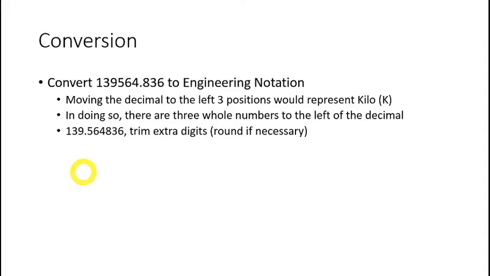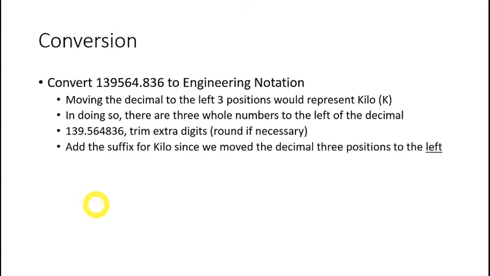Okay, so we want to go 3 digits to the right of the decimal point, and because this has an 8 as the 4th digit, we are going to round up. Add the suffix for kilo, since we moved 3 positions to the left, and here is my rounded number and my letter K behind it, and that is an engineering notated number that represents this decimal number right here. So that's looking at it in going into a larger magnitude.